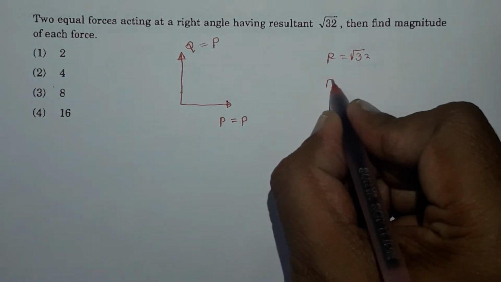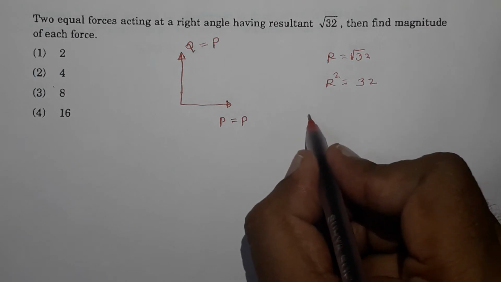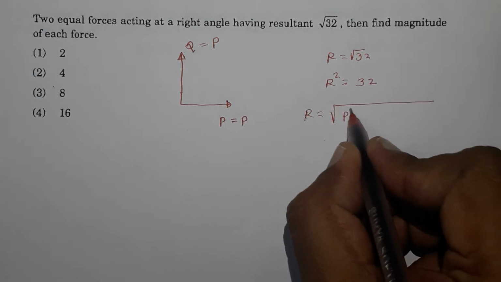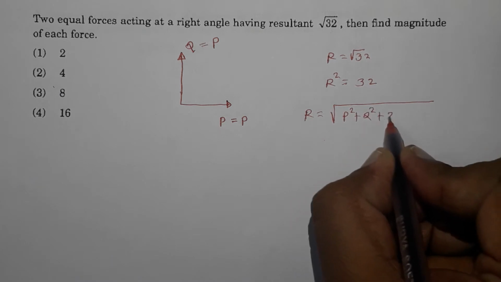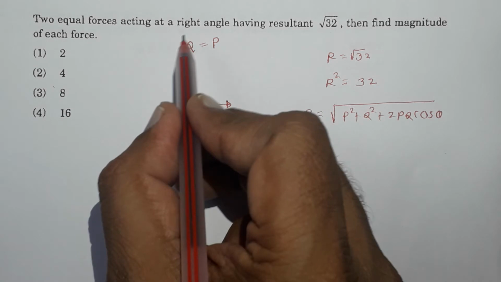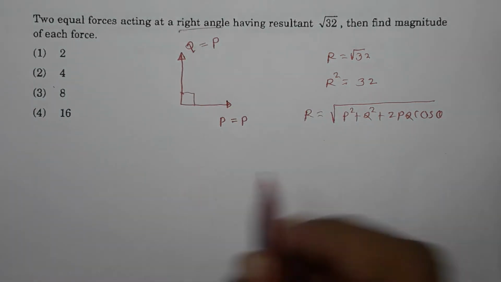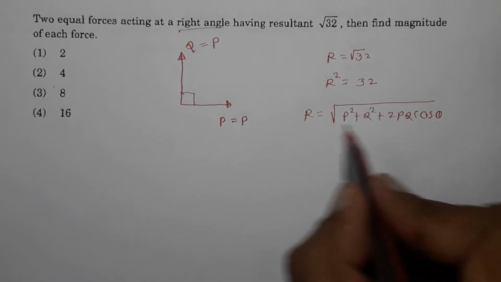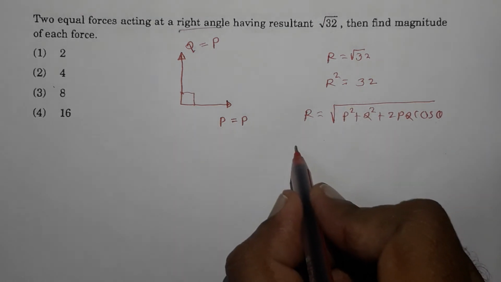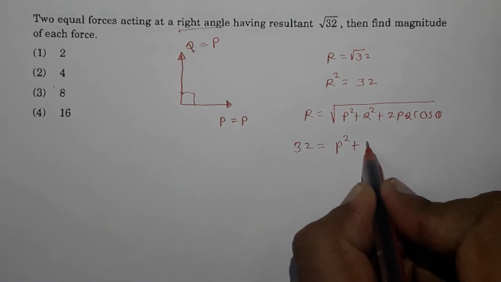It means R square is equal to 32. Now using the formula, R is equal to root of P square plus Q square plus 2PQ cos of theta. Now here it is also given that the two forces are at right angles, so theta is 90 degrees. Now R square, if I square both the sides, the equation will become 32 is equal to P square plus Q is also equal to P.